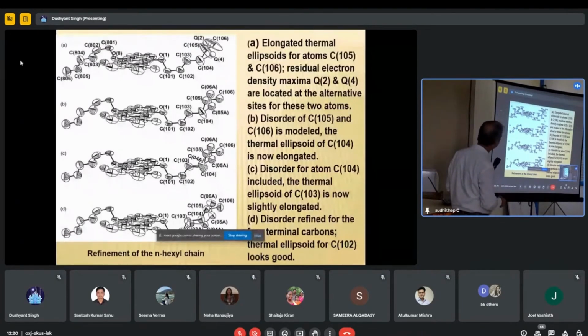So now you can see the NXL chain. We have removed the disorder from 1, 2, 3, 4, 5 atoms. We have bifurcated 5 atoms of the chain into 10 atoms with occupancy maybe 60, 40, one is 50, 50, one is 30, 70, like this. This is how disorder is resolved in the long chains.